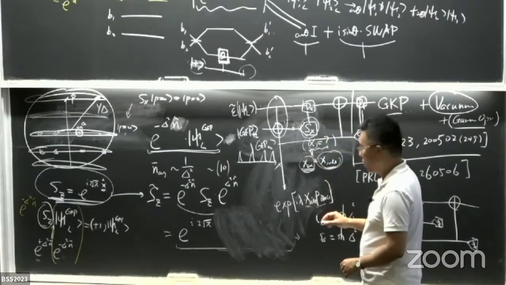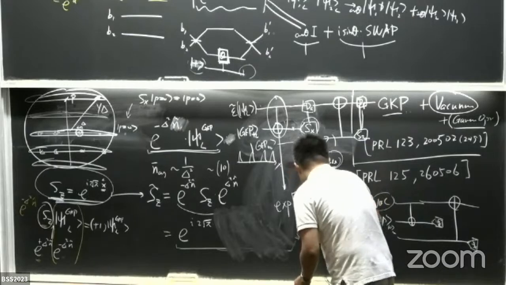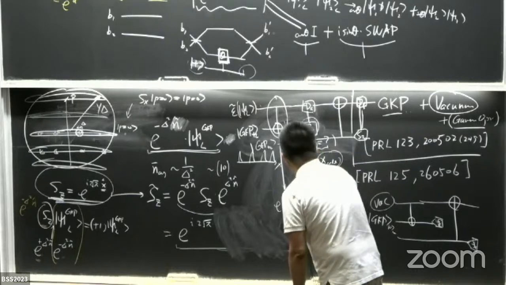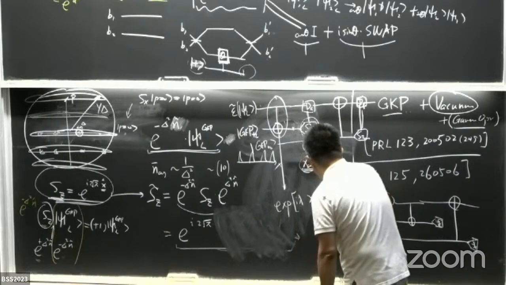Let me write it again. So it's lambda times X code and times the P ancilla.